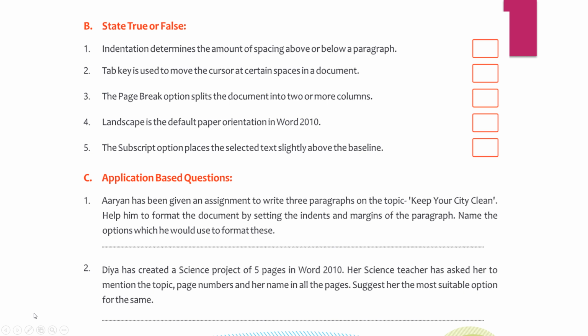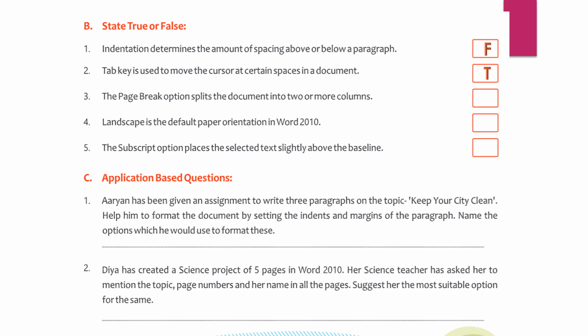Next we have true or false. So in true or false, let's start with the first statement. Indentation determines the amount of spacing above or below a paragraph. This statement is false. Why? Because indentation refers to the amount of space between the margin and the text. Second, we have the tab key is used to move the cursor to a certain space in a document. This statement is true only.